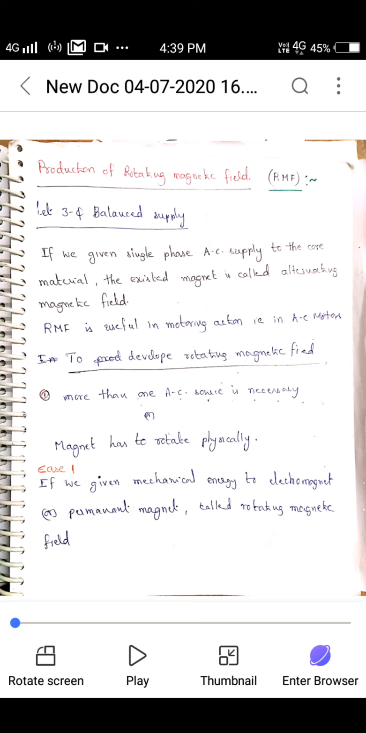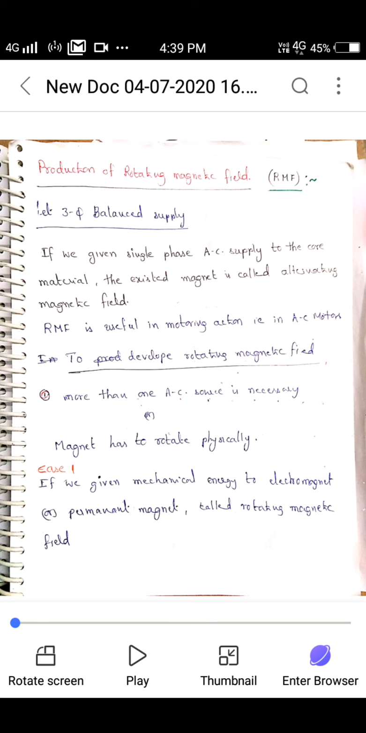If I give DC supply, flux always travels from north pole to south pole. So it comes under a static magnetic field, a steady state magnet. It is not rotating; you can call it a stationary magnetic field. Now to get a rotating magnetic field, if I rotate a permanent magnet or an electromagnet with a DC supply physically by giving mechanical energy, it comes under rotating magnetic field. It is one case. Means we discuss rotating magnetic field with two cases.